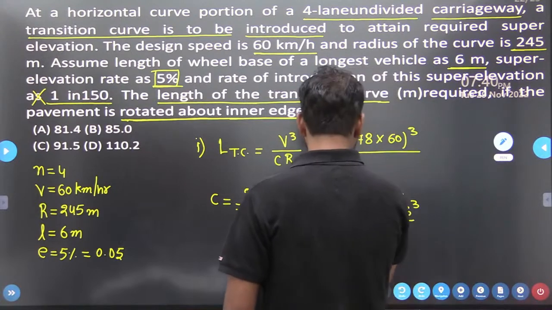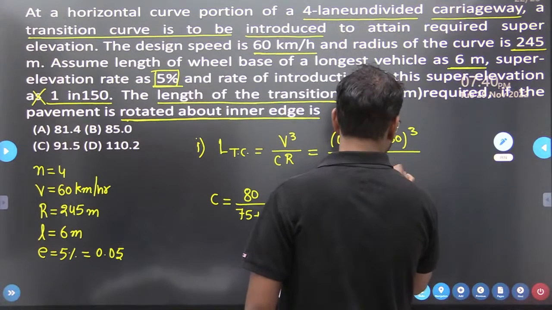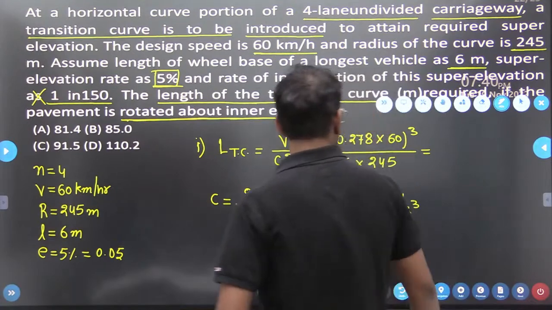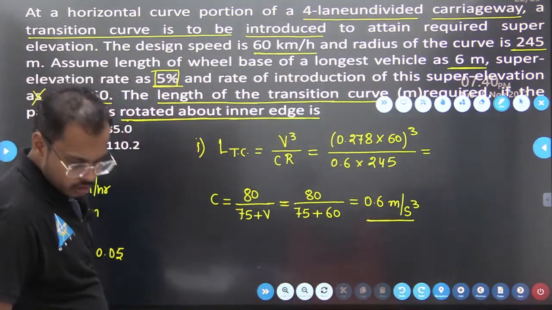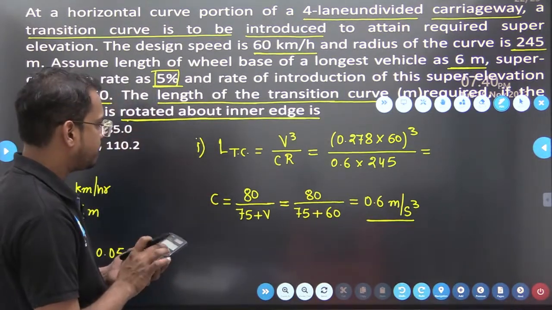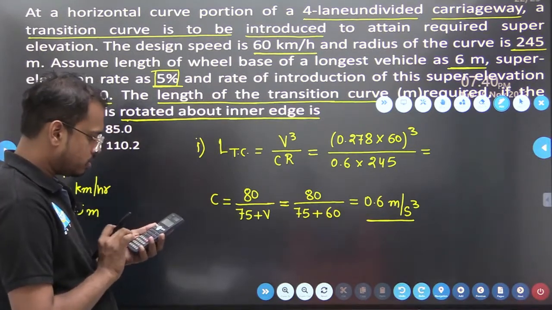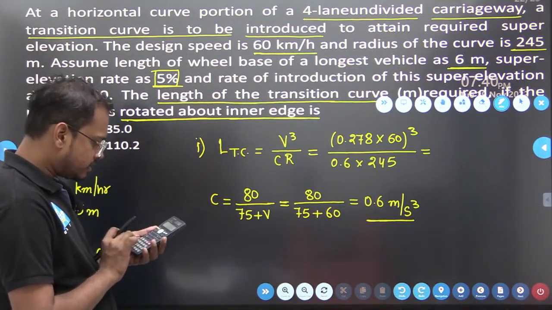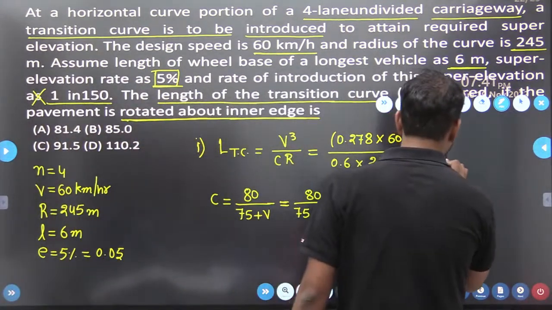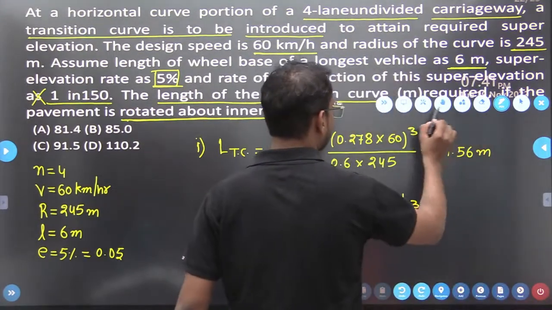What is the value of C? The value of C is 0.6 multiplied by the radius. The radius is 245 meter. Then, what is the correct value? So, the value is 0.278 multiplied by 60, whole cube, divided by 0.6 multiplied by 245. So, the value is 31.56 meter.